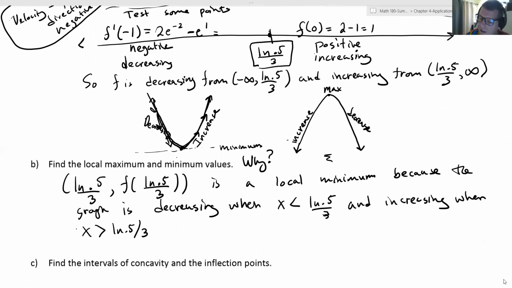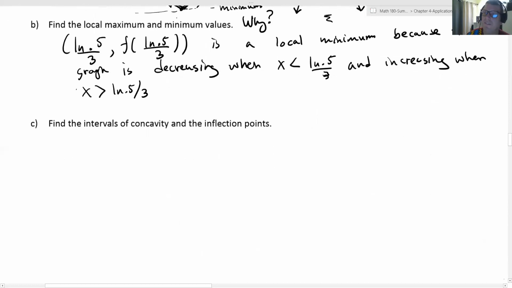Now, intervals of concavity and inflection points. So first question, okay, what is concavity? What is concavity? What do you think, Mina? What's concavity? According to what you understand.